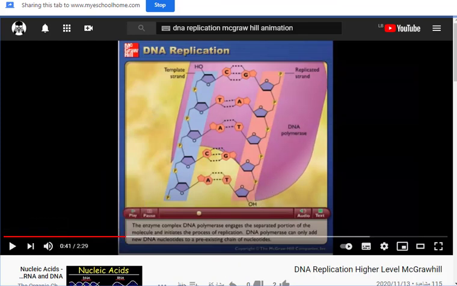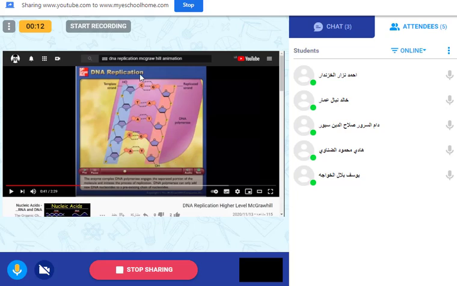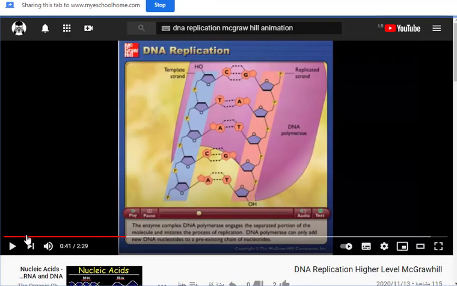So as you can see, the polymerase is this big one, purple or pink. It's reading the blue one, which is the old, and making a new one, which is also pink. So when it reads C, it puts a G, T, A, T, C, G, A, T, and so on.